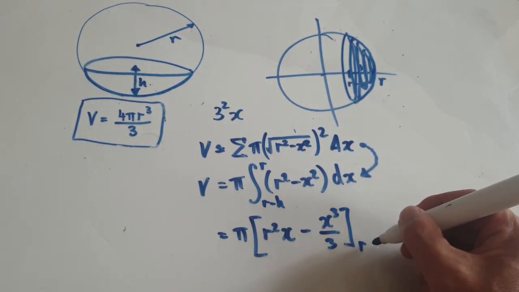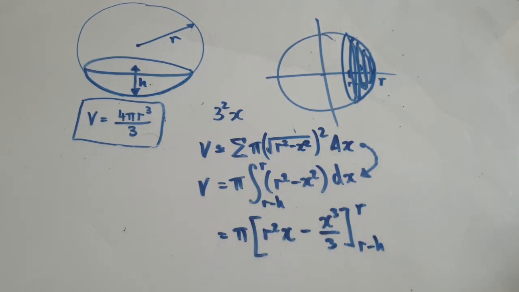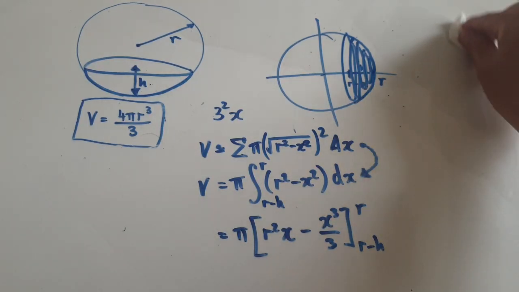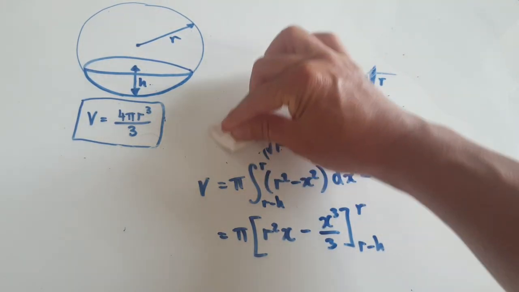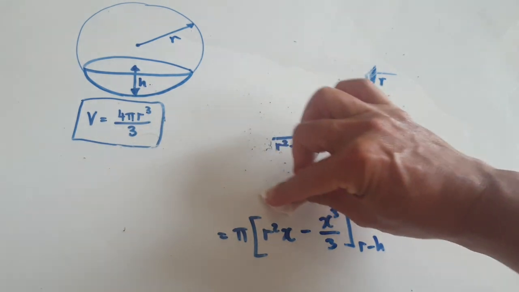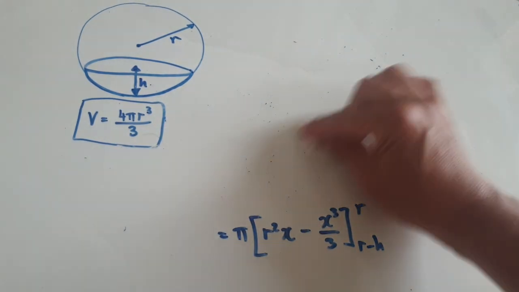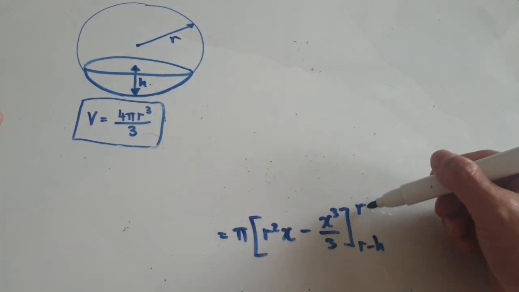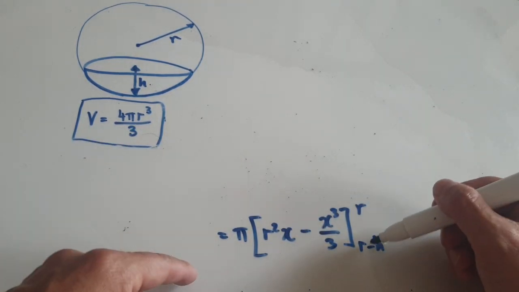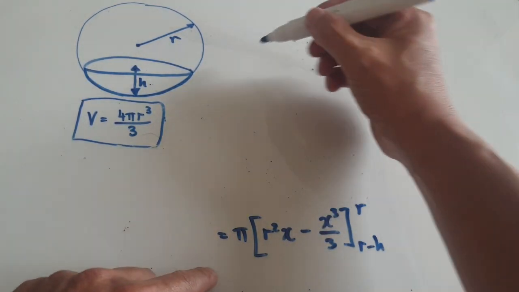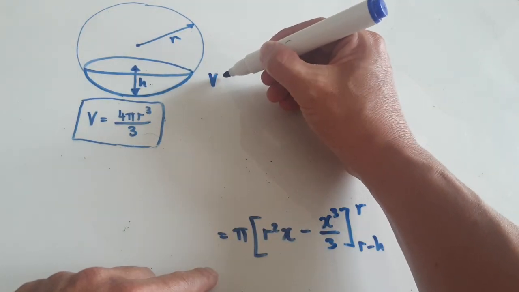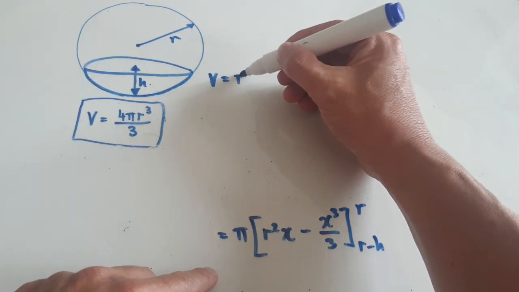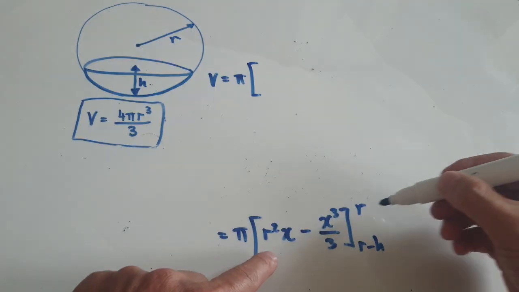From r minus h to r. So now let's evaluate this. Hang on. We would put this into here and this into here, and then take away, put this into here, put this into here. So that would be V equals pi, and then let's put this into here.